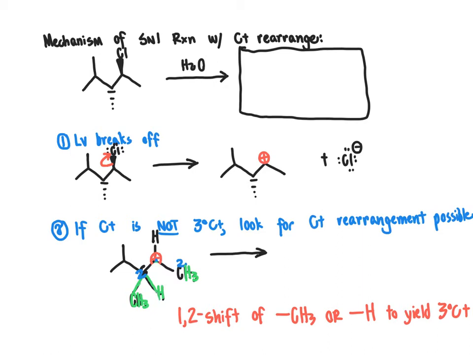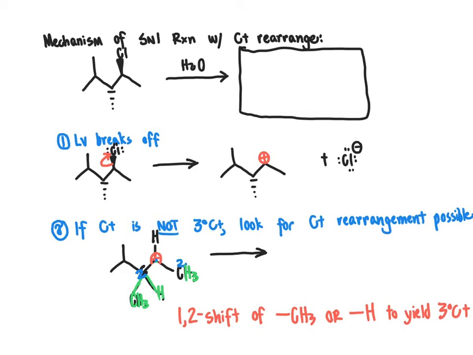The energetic motivation is that we would be going from a high energy starting material to a lower energy product out of this step. So rather than moving a methyl group in this 1,2 shift, let's instead do a hydride, a hydrogen, to see if we can do that to yield a tertiary carbocation.